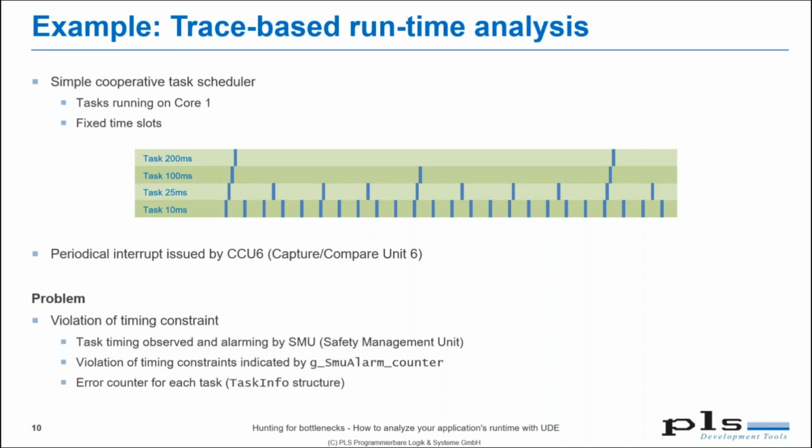So the application is doing the following. It is a simple cooperative scheduler that is running on core 1. That scheduler executes tasks on a fixed time slot base. We have a 10 millisecond task, 25 millisecond, 100 millisecond, and 200 millisecond task. And we observe the correct timing. That means the tasks are executed periodically according to the time slot.